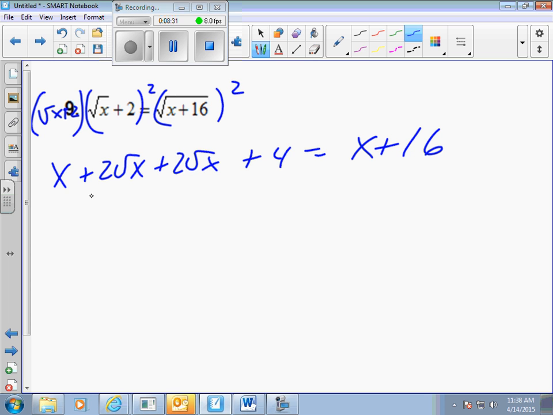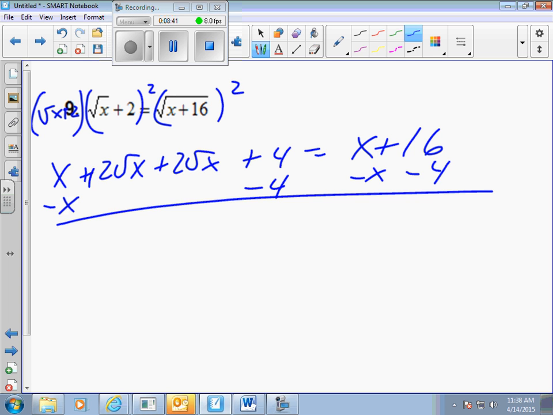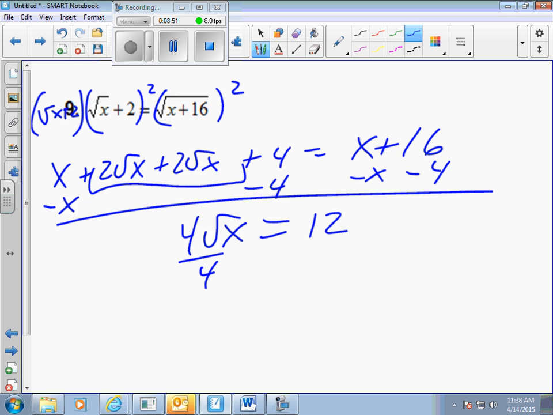Now, we still have square roots left, so we're going to get that by itself by subtracting x from both sides and subtracting 4 from both sides. Let's simplify. If I have 2 square roots of x and another 2 square roots of x, that gives me 4 of them. X and negative x go away. 16 minus 4 is 12. Divide by 4, divide by 4. Square root of x equals 3. Squaring both sides, I get x equals 9.